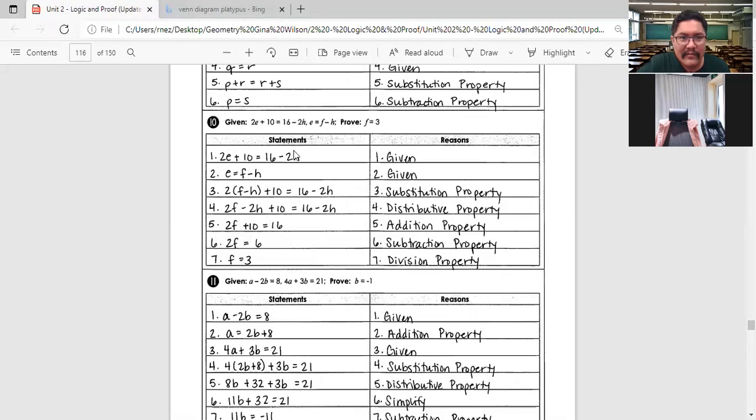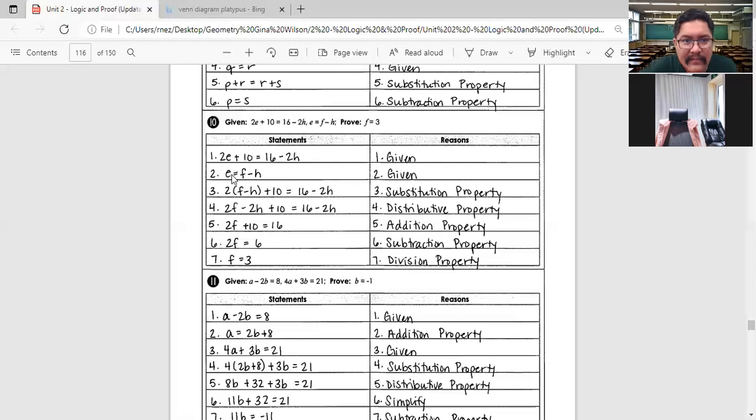All right, so what do we have here? Given, so we have, okay, that's quite a long given. 2e plus 10 equals 16 minus 2h. We also know that e equals f minus h, so that's the second given. So put those 2 things in there. Again, they're separated by commas, so we need to prove that f is equal to 3.